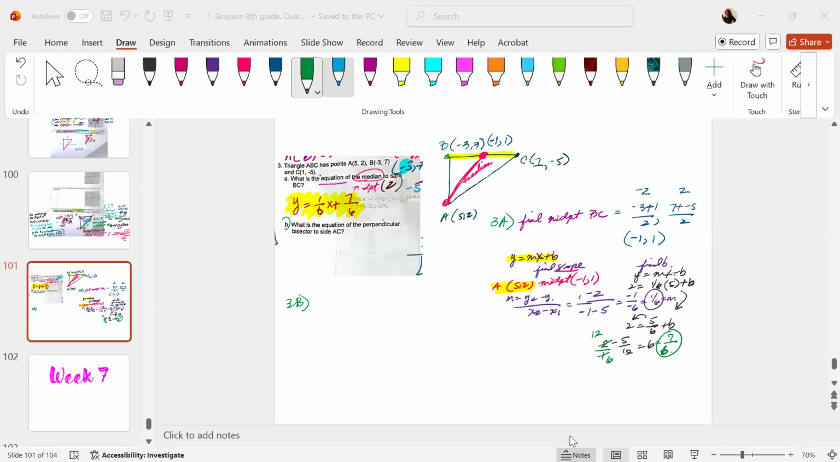What is the equation of the perpendicular bisector? Bisector means it splits in half, right? To the side AC.